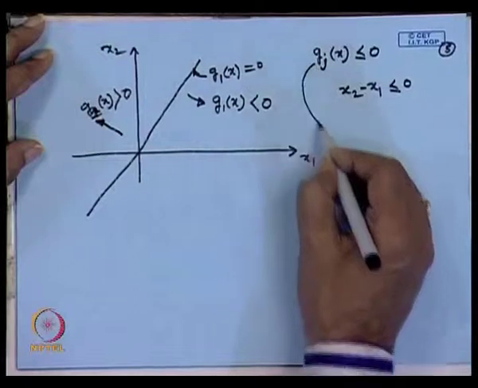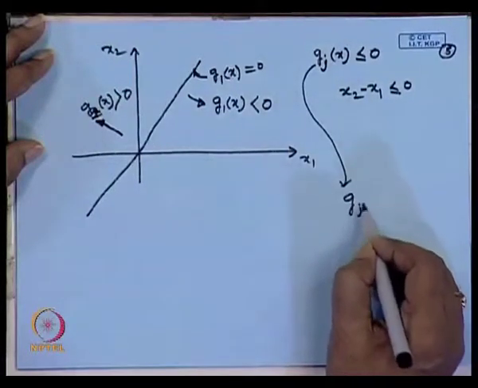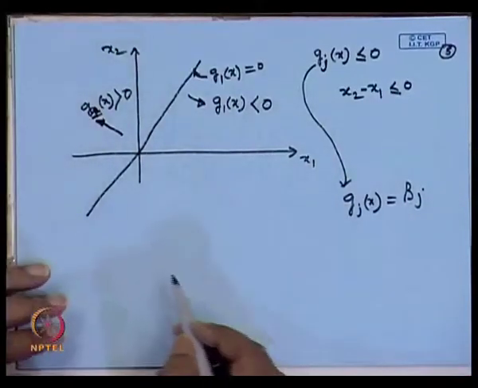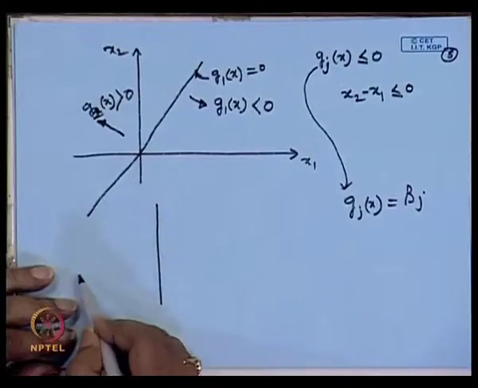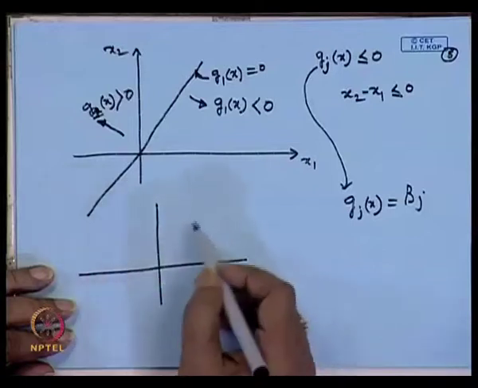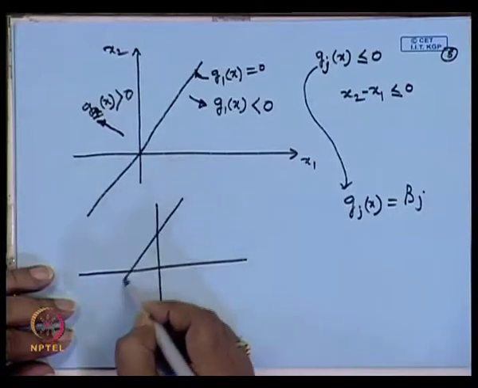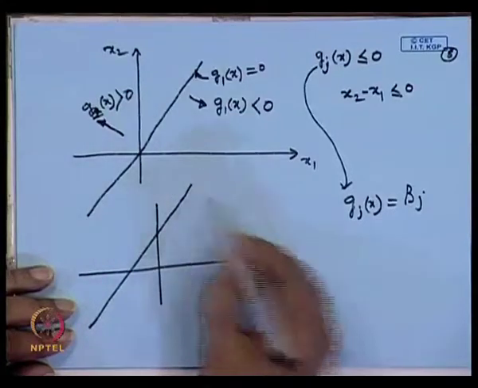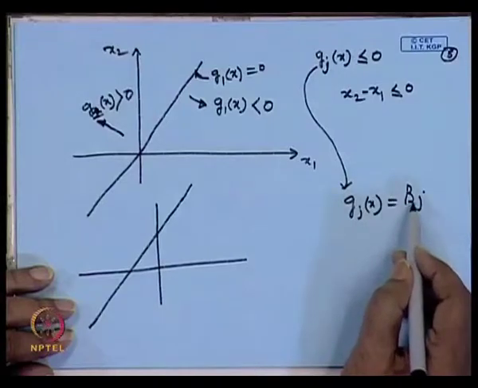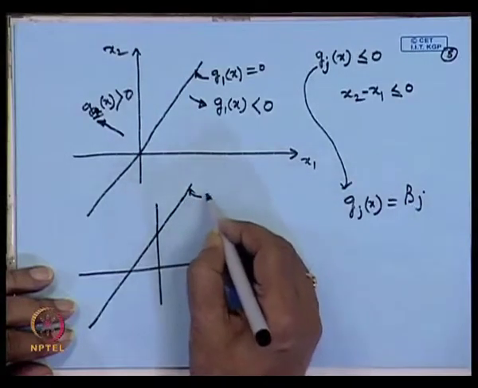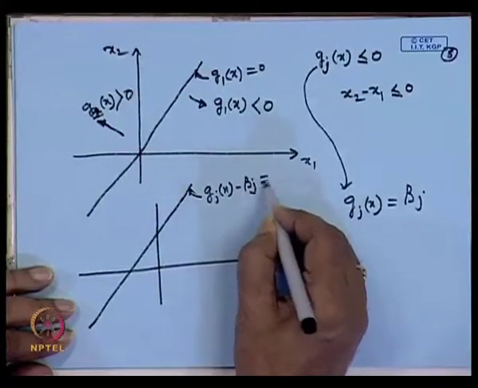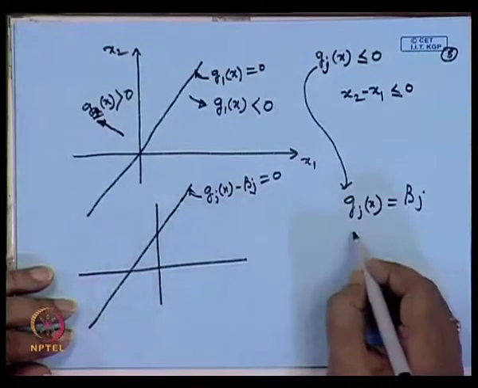Now, if you perturb this one, gj(x) equal to beta j, that is what I am telling. Then what is the situation? Then this line is now becoming here. So, what is this? Just see from this equation, if you take g(x) equal to beta, then this will be gj(x) minus beta j equal to 0. I can write it this way.